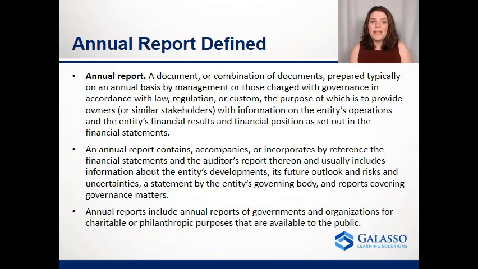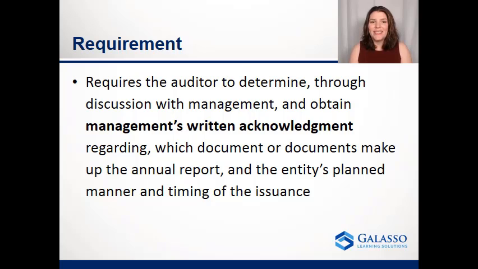It does go on to explain here that annual report includes annual reports of government, sometimes referred to as a CAFR, and organizations for charitable or philanthropic purposes that are available to the public. So really trying to define what is the scope of this by defining the annual report. Remember, the title changed. So what are some of the things that we have to consider here? Well, it requires the auditor to determine through discussion with management, and here's the key, and obtain management's written acknowledgement regarding which document or documents make up the annual report.